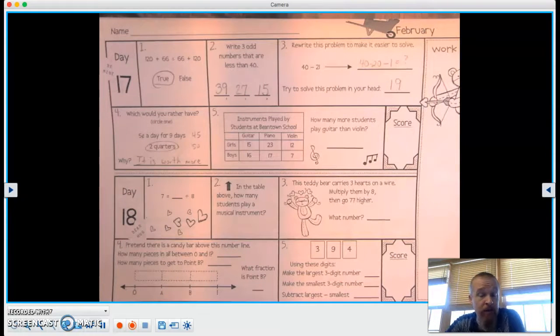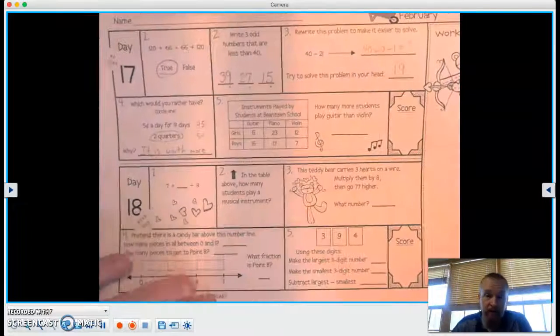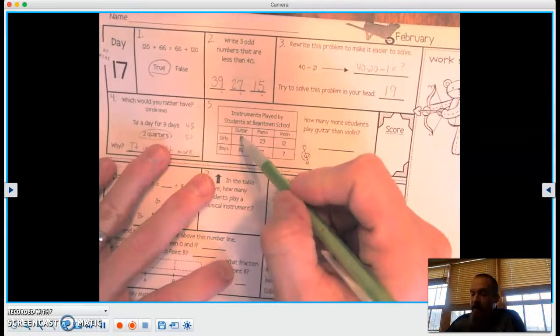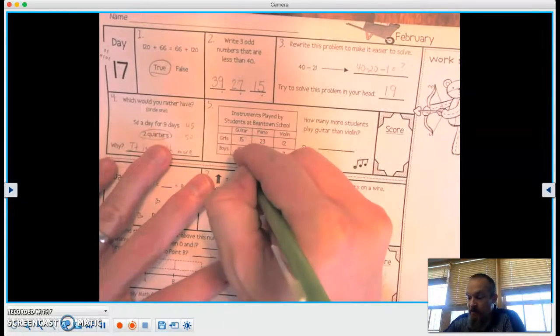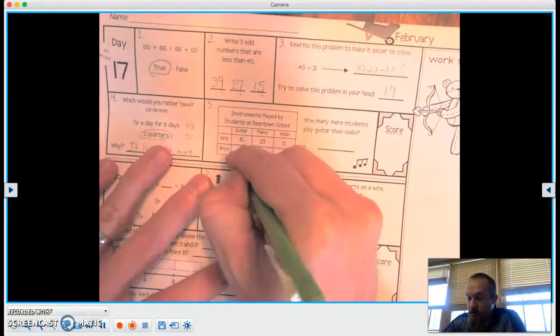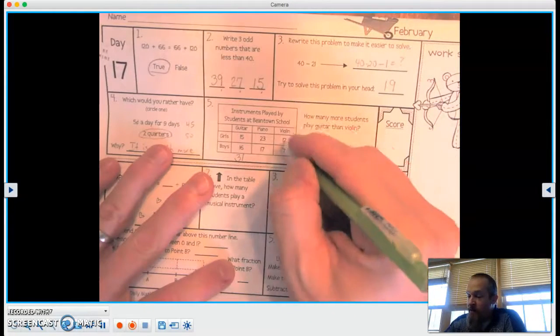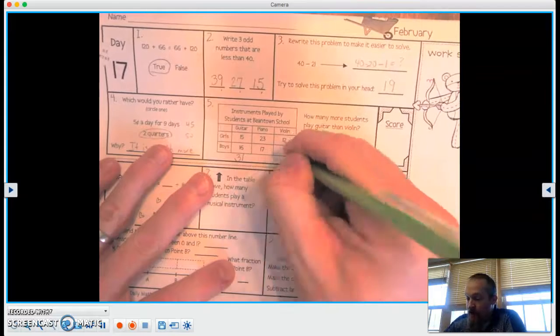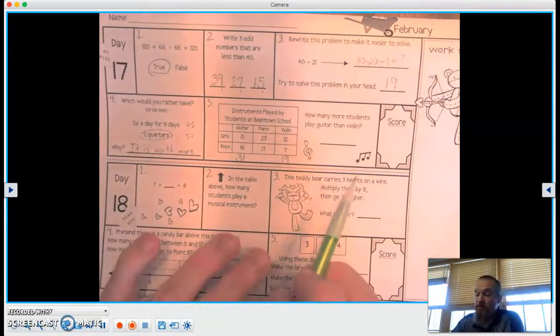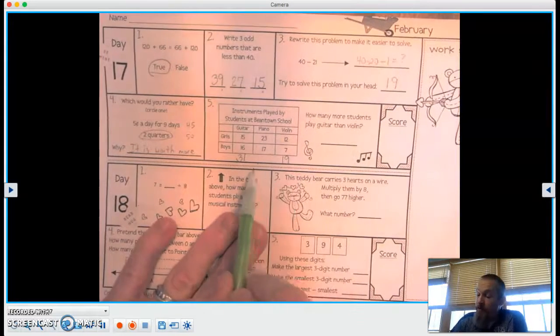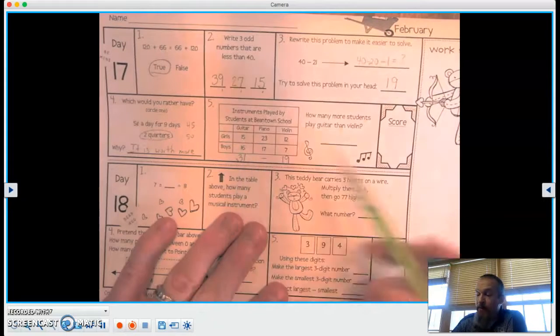Number 5, instruments played by students at Beantown School. We have guitar, piano, and violin, and it's also spread out between girls and boys. How many more students play guitar than violin? So we need to find the total of the guitar first. So guitar between boys and girls is 31. And the other one was violin. So violin, 12 plus 7 equals 19.